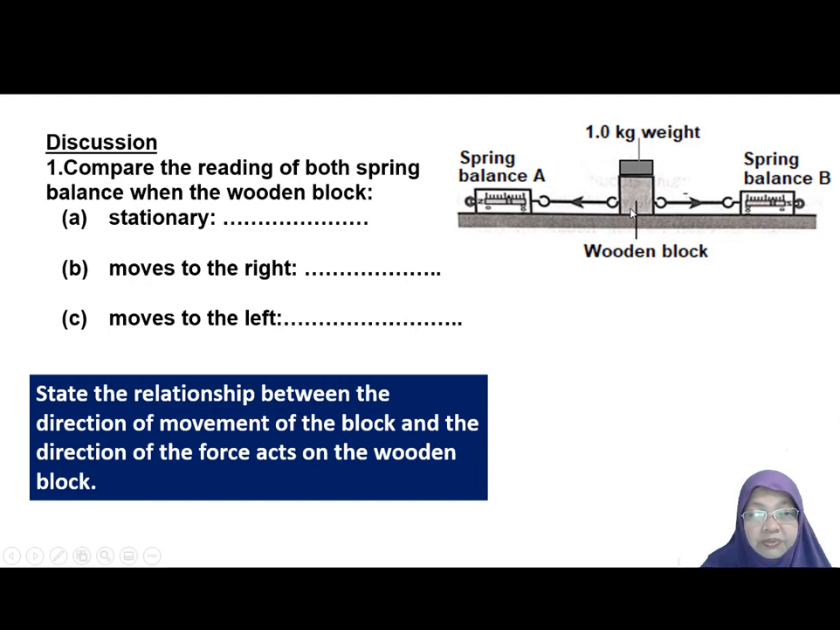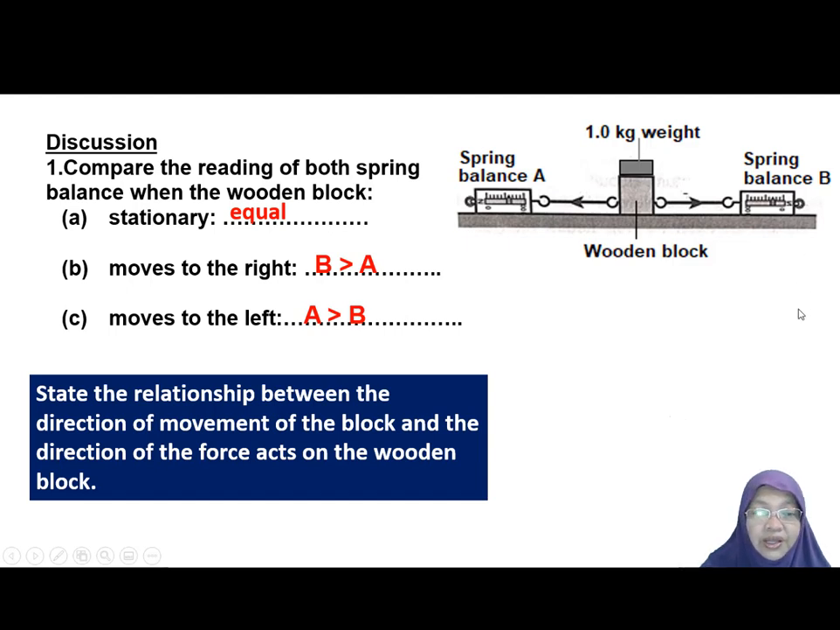Now, move to the right means which one? B should be bigger than A. That's why it's now 10. This one is 5. So 10 minus 5 is what? 5 Newton to the right. So B must be larger than A. Okay, next we want to move to the left. So A must be bigger than B. Let's say 10. This is 5. 10 minus 5 is what?